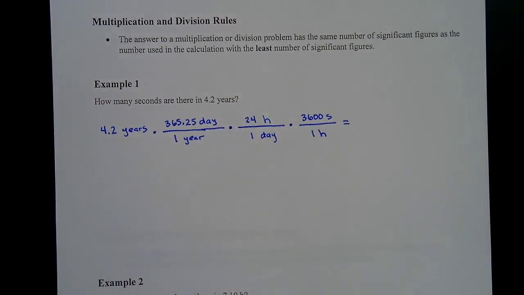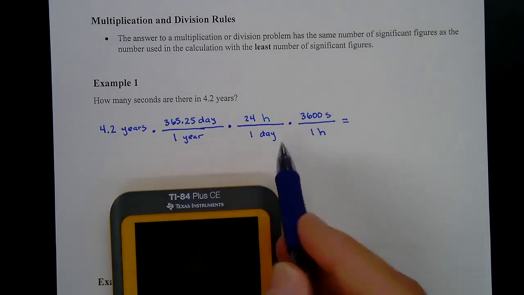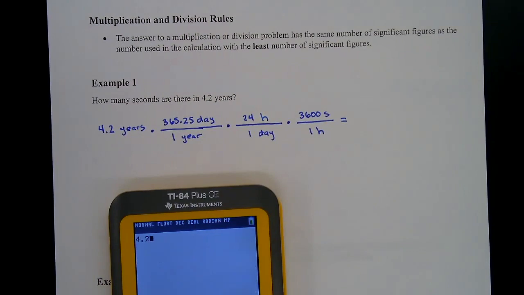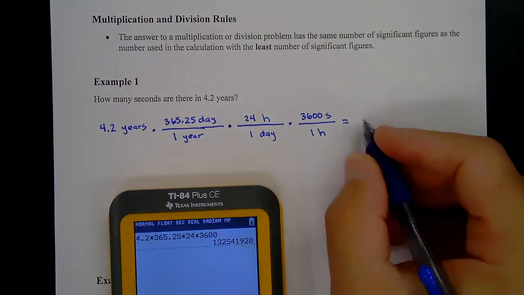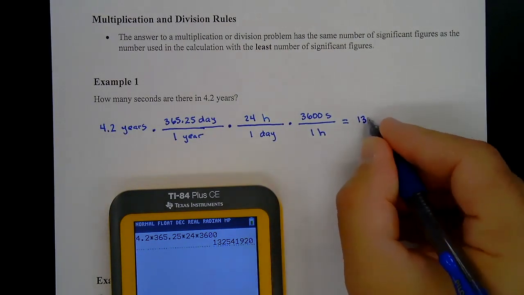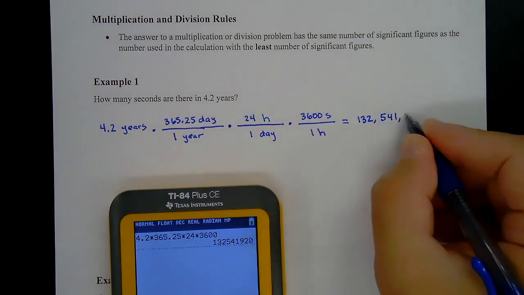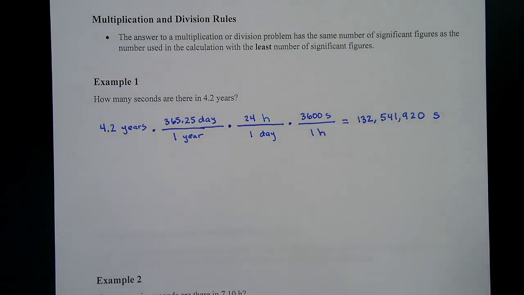And so I'm gonna take my calculator, I'm gonna multiply, it'd be this times this times this times this all over 1. So we just really need to multiply 4.2 times 365.25 times 24 times 3,600. Okay, so we get this number, and we want to record this whole number. So this would be 132,541,920, and this would be seconds. Now, this is too precise.